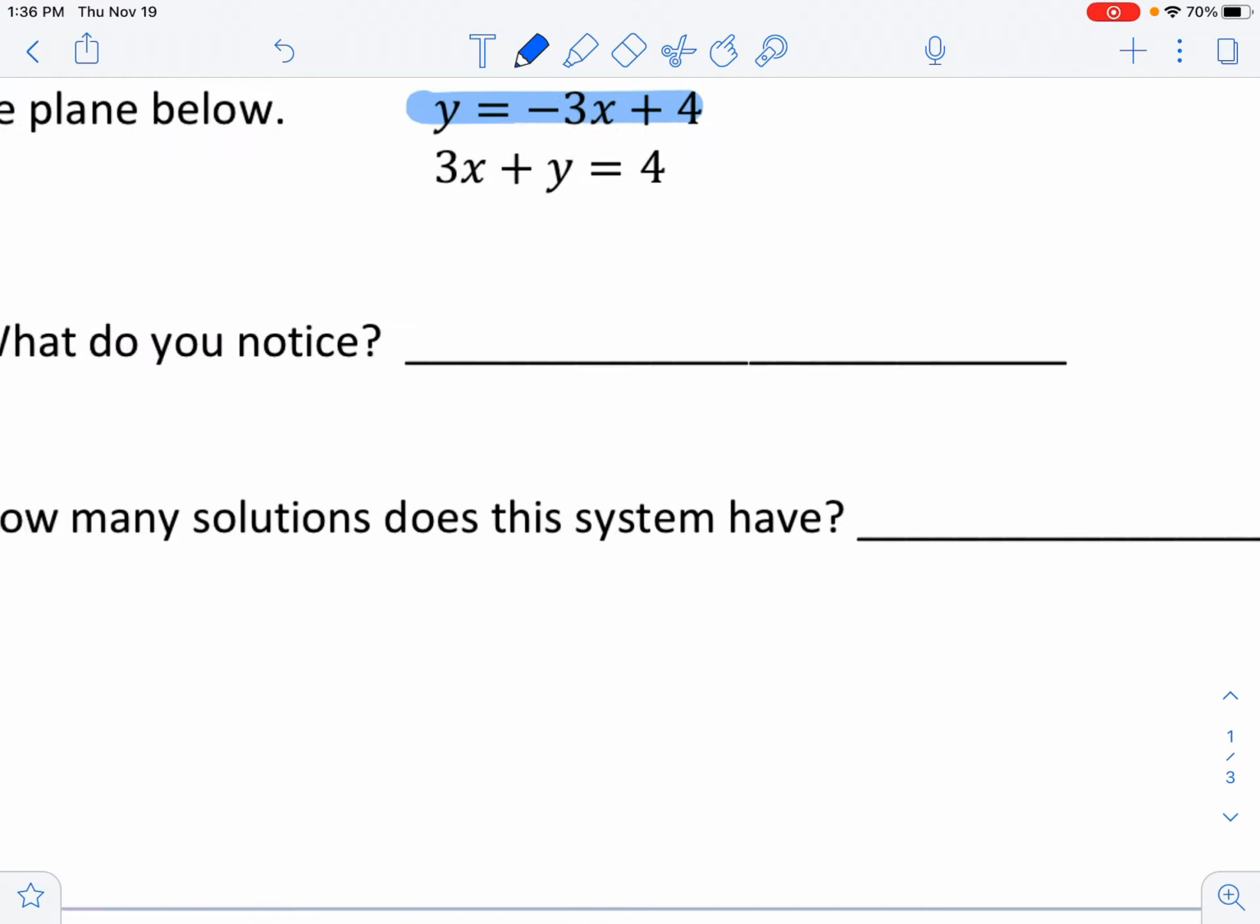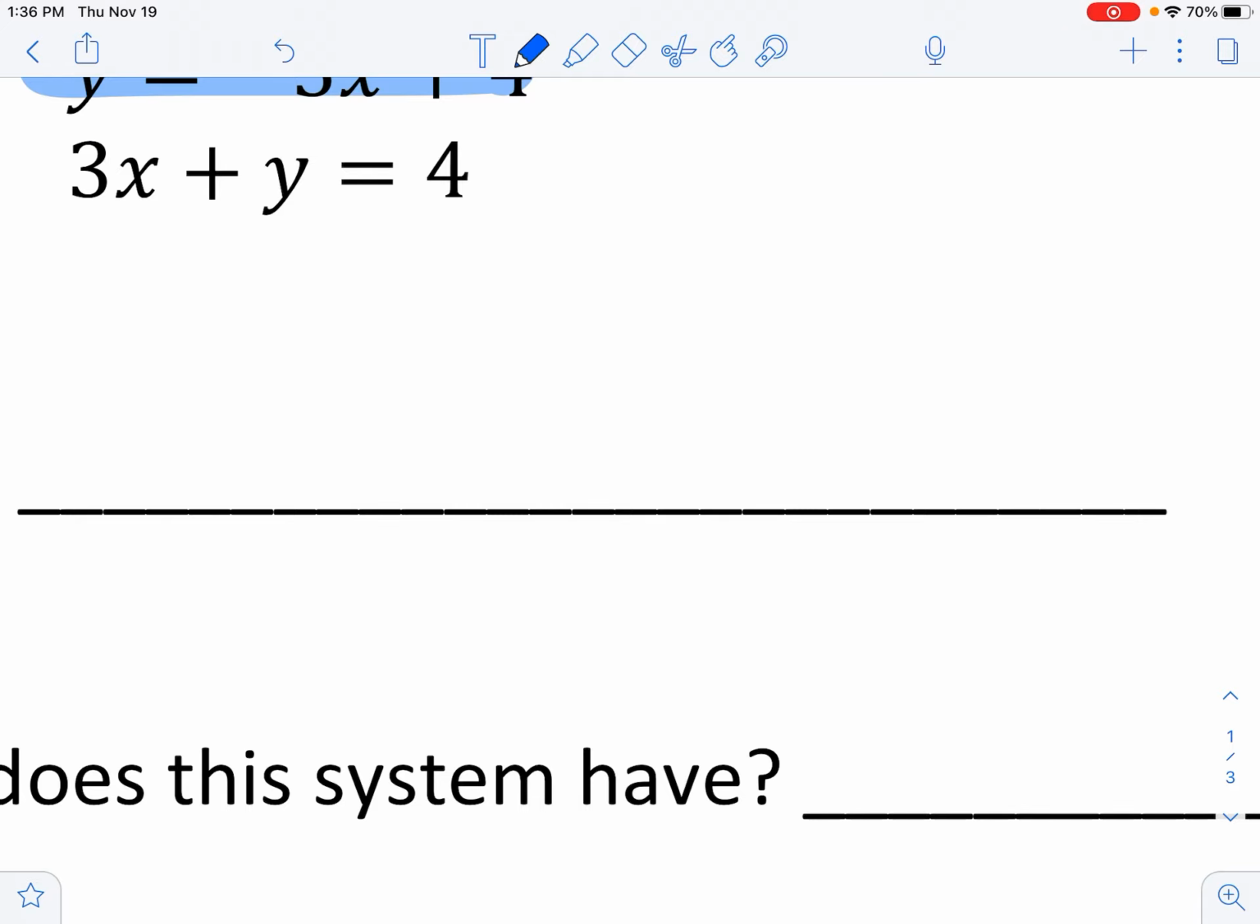And there's my first line. All right, now I'm ready to graph the second line. Now, this is in standard form. So remember, when it's in standard form, what we're going to do is we're going to plug in 0 for y and see what point we get.